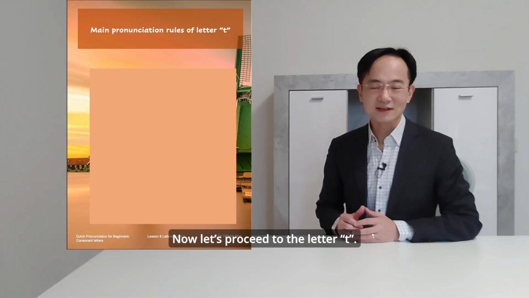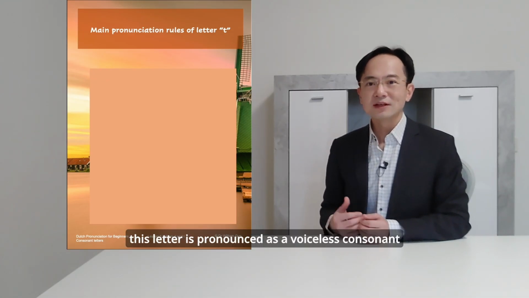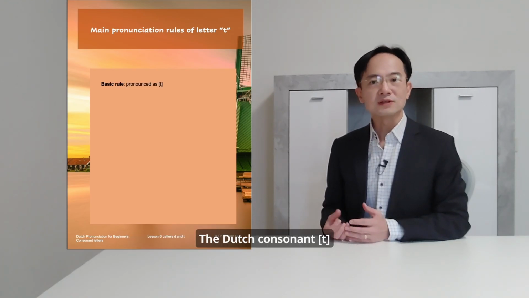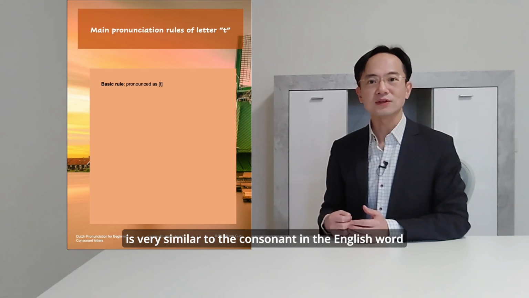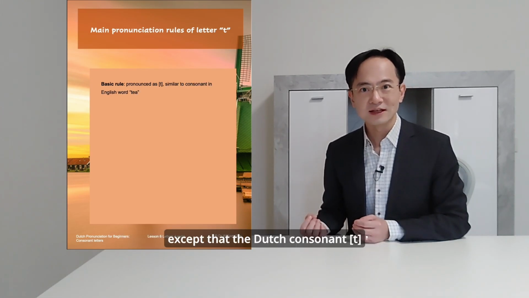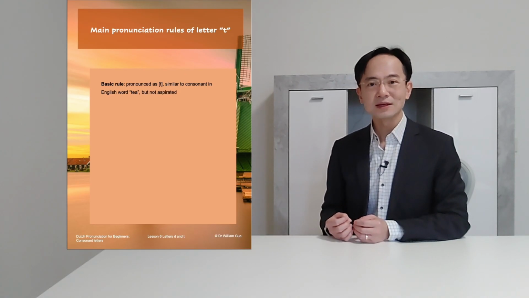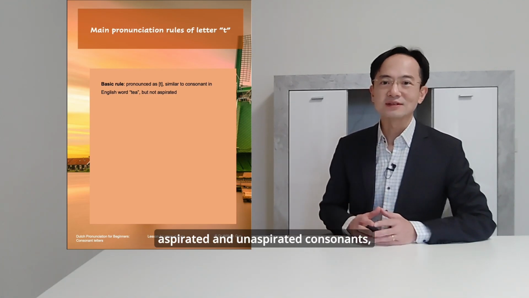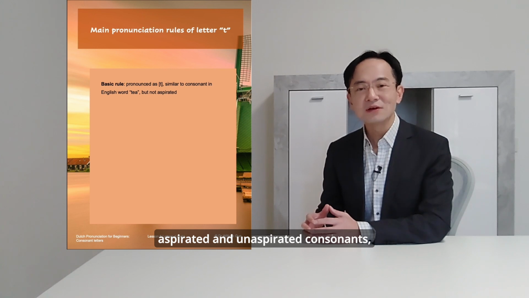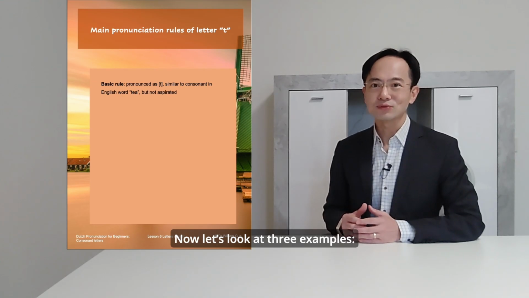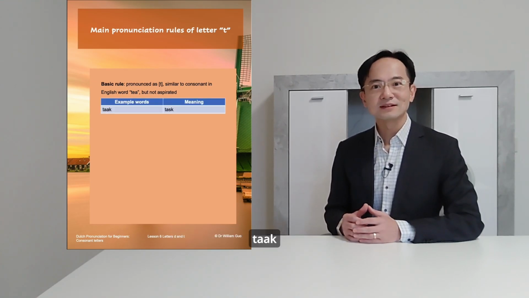Now let's proceed to the letter T. In general, this letter is pronounced as a voiceless consonant T. The Dutch consonant T is very similar to the consonant in the English word T, except that the Dutch consonant T has no aspiration. If you don't know the difference between aspirated and unaspirated consonants, please watch lesson 4 in which I've explained the difference. Now let's look at three examples. Tak, teen, toon.